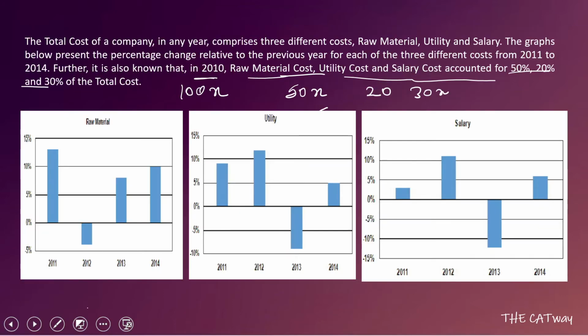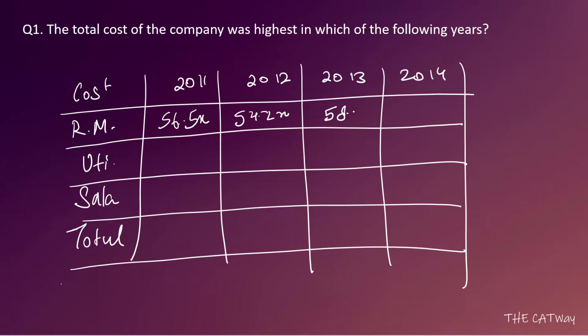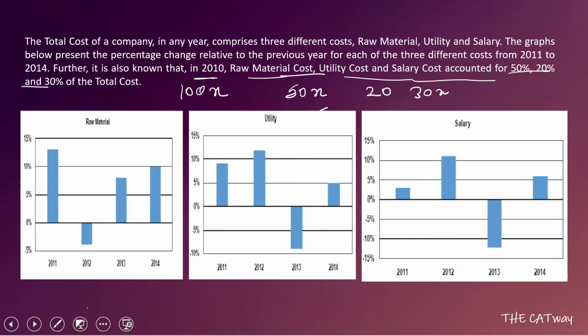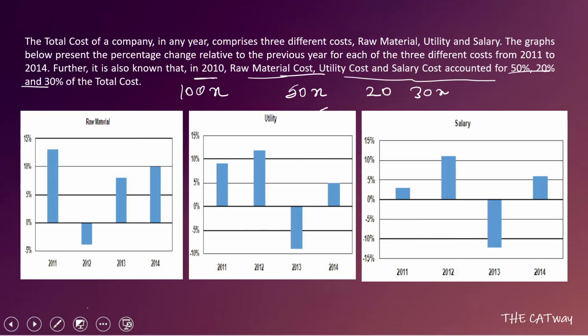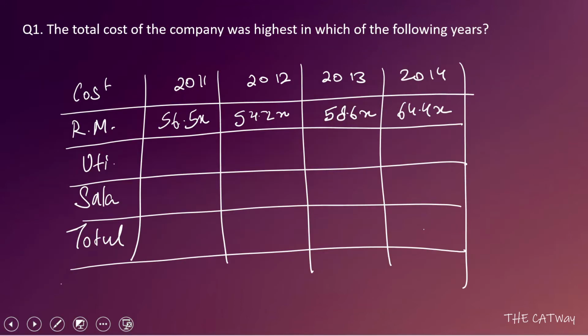Sorry guys, 58.6x. And in 2014 it is increased by 10%. So we will multiply it with 1.1 and we will get 64.4x. In this way only you can calculate it for utility and salary. For example, in utility we know it is 20x in 2010. In 2011 it is increasing by 9%, that means 20 into 1.09 we will get 21.8. And similarly you will do for every other.